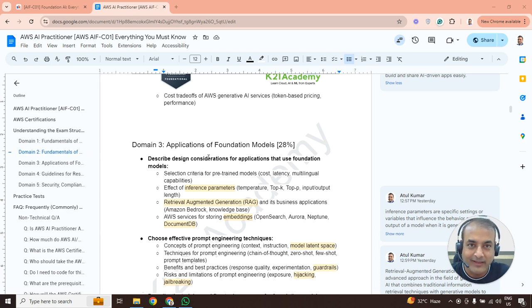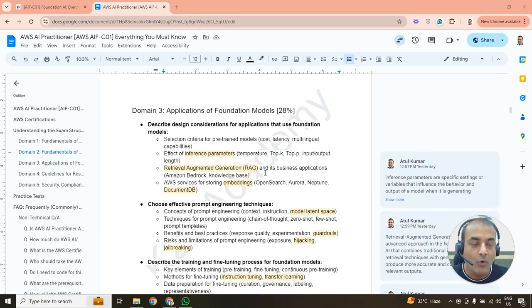So what criteria do you use to select which foundation model, based on the cost, latency, multilingual capabilities, and a lot of other factors as well. Also, what are the inference parameters? What does inference even mean? The parameters like temperature, top K, top P, and input and output length in tokens will dictate the performance of the output of these foundation models.